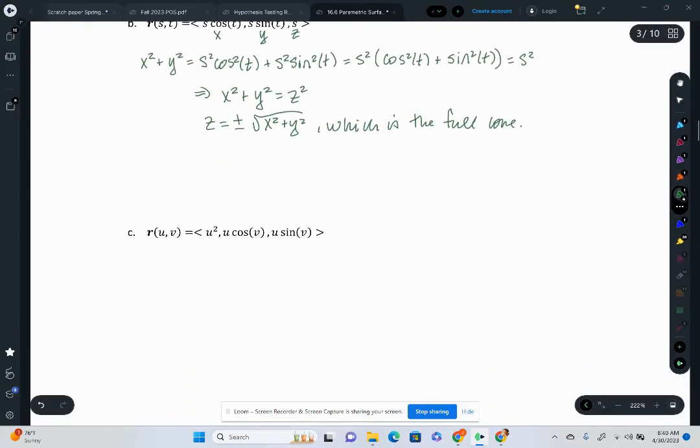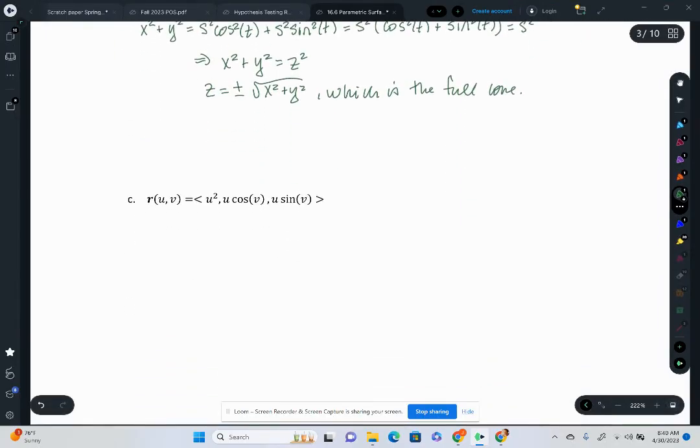All right, let's look at C. In C, again, I'm seeing a cosine and a sine. My first component, x, is equal to u squared. y is u cosine v, and z is u sine v. So I'm seeing y and z have the cosine and sine. I'm going to look at what y squared plus z squared gives me. That's always going to be your start when you see the sine and the cosine. So I substitute what they are.